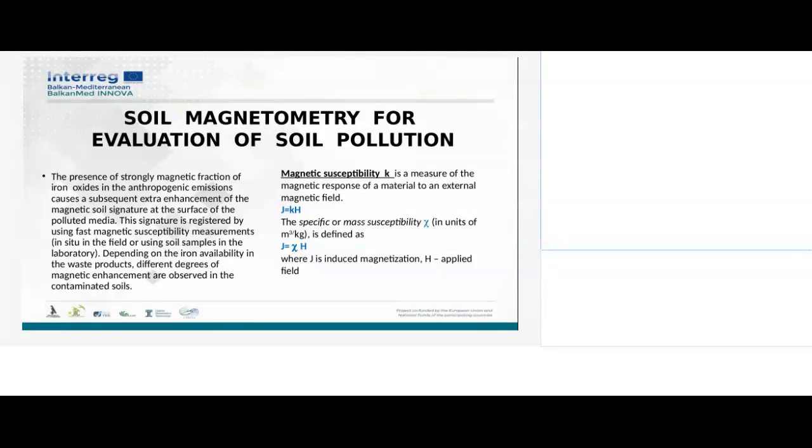In order to understand the principle behind the magnetometry method used to evaluate the soil pollution, we need to know what is the magnetic property, magnetic susceptibility. Magnetic susceptibility is a measure of the magnetic response of the material to an external weak magnetic field. You see the expression here, where the κ is the volume magnetic susceptibility, while χ is the mass-specific magnetic susceptibility, which is calculated afterwards.